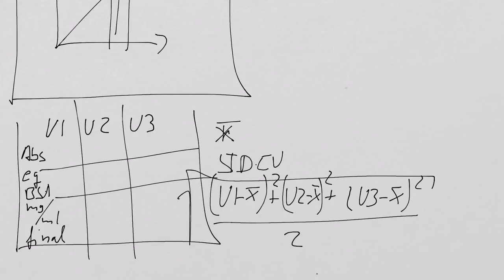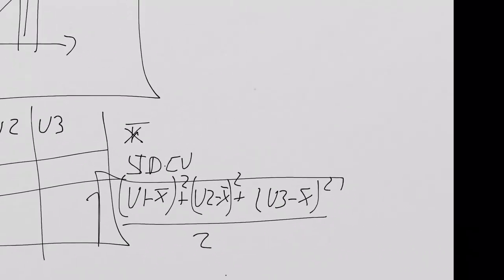Okay? And for the standard error of the mean, we'll just use the standard deviation divided by the square root of 3. So SEM is S divided by square root of 3 in this case. Okay? It's pretty straightforward.